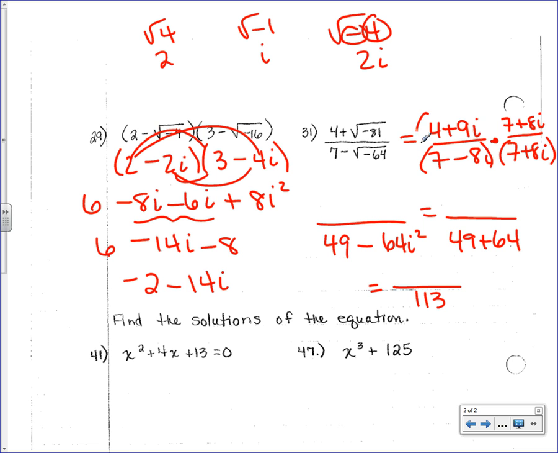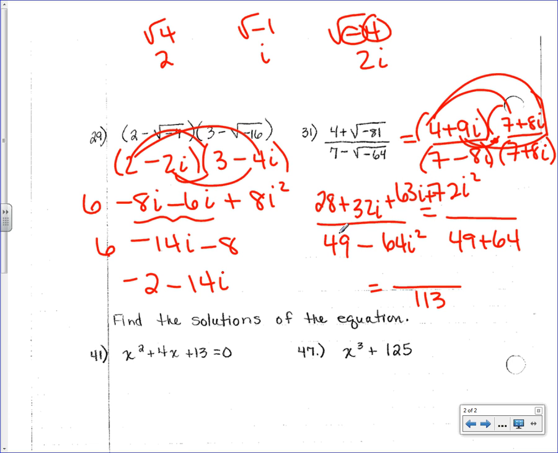All right, so we're going to FOIL again. There's no trick to this one, right? We're going to FOIL. So 4 times 7, 28. Outer is plus 32i. Inner plus 63i. Last, 9i times 8i, 72 plus 72i squared. Sorry, that's kind of hard to see. So I have 28 plus 32i plus 63i plus 72i squared. Does everybody see that?